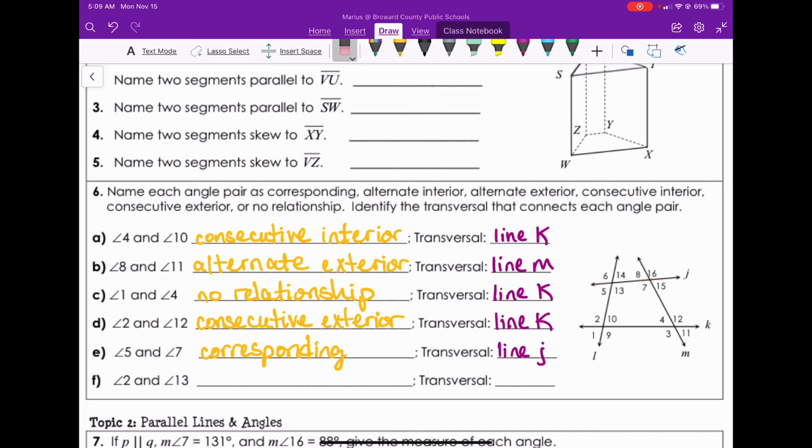All right, the last one, letter F, angle 2 and angle 13. Both of these are on line L. So line L is the transversal, which means that line J and line K are the two lines we need to compare. 2 and 13 are between the two lines, which makes them interior angles, and they're on different sides of line L. Angle 2 is on the left of line L. Angle 13 is on the right, which makes them alternate interior angles. Okay? Alternate interior angles on line L.